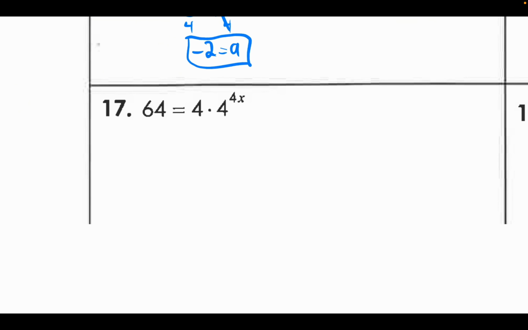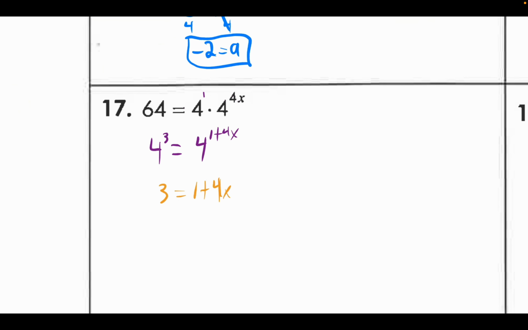Number 17, we have multiple 4s on the right-hand side. And so on the left-hand side, we need to change it to 4 to the third, first of all, because that is a power of 4, and these are already 4s. And this is the same thing we did earlier, where we can do 1 and 4x. So we add those and get 4 to the power of 1 plus 4x. And now we just set these exponents equal to each other and drop the bases. 3 equals 1 plus 4x.